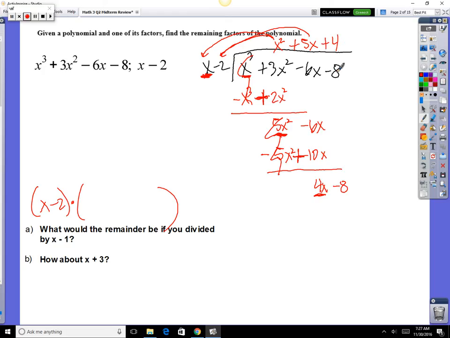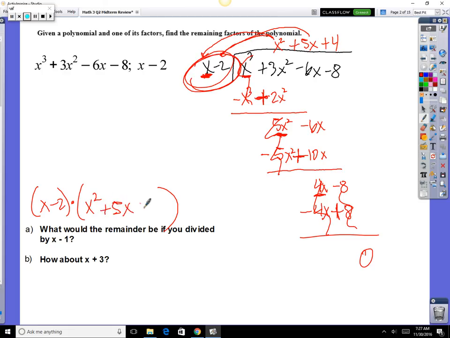Times it by 4. So 4 times x will be 4x, and 4 times a minus 2 is a minus 8. Subtract them. So that will make that a plus. That is 0, that is 0. So my remainder is 0. So that means x minus 2 times x squared plus 5x plus 4. These are my two factors.